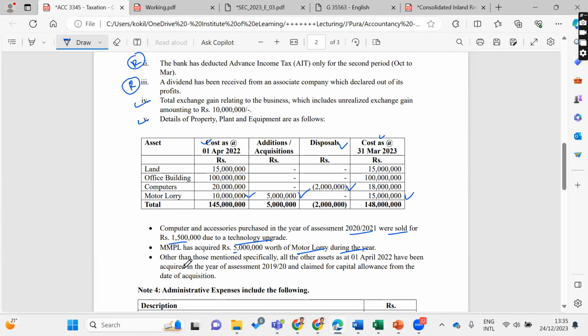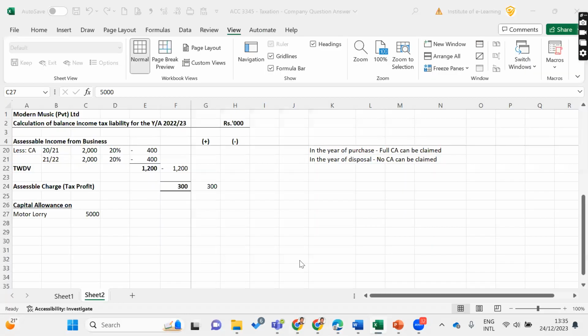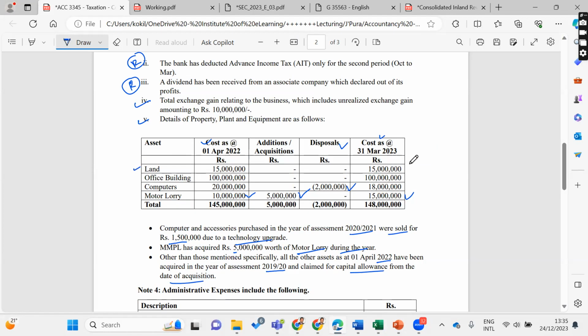So let's look at the other note as well. Other than especially mentioned, all other assets as at 1st April 2022 have been acquired in 1920 and claimed for capital allowance from the date of acquisition, right? 1920, these assets, right? The land, can we claim capital allowance? No, right? For office building, yes, we can claim. Computer, we have already considered for disposal part, but again, we have to consider the balance part, right? So motor lorry, again, we have 15 million, right?